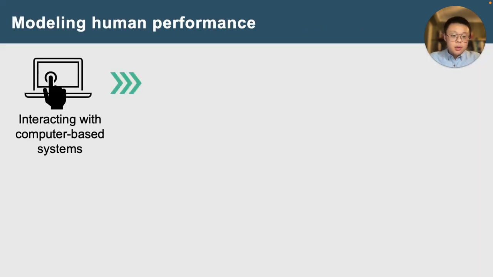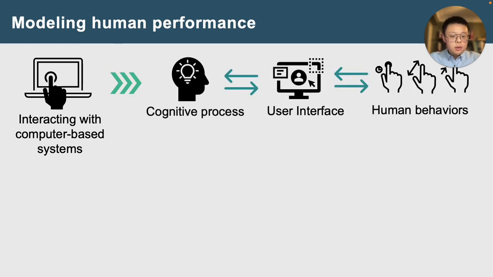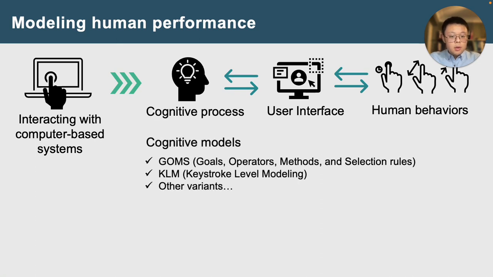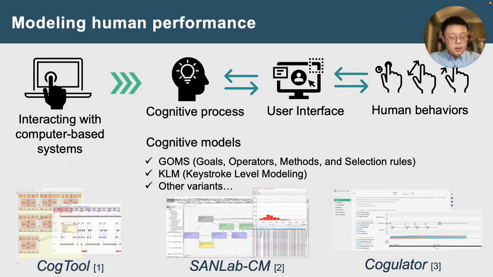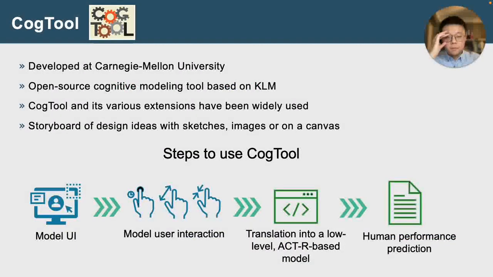Research has been conducted to study human performance when users interact with computer-based systems, which involves studying human cognitive processes, modeling user interfaces, and modeling human behaviors. Cognitive models are often used to facilitate the process. Among them, GOMS, KLM, and their variants have proved to be effective and useful. Based on those cognitive models, psychologists and computer scientists work together to develop a number of cognitive modeling tools, and they have been widely used in both academia and industry.